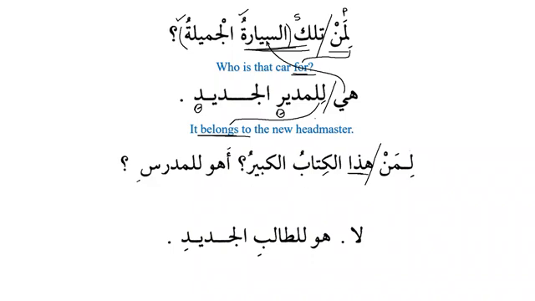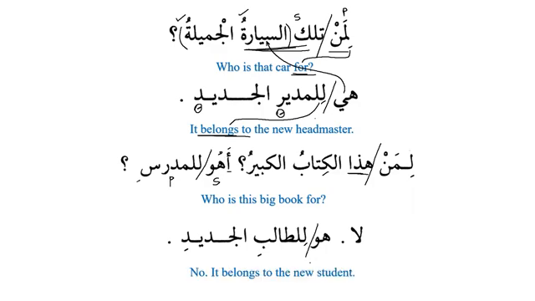Huwa lil mudarrisi. We have a question over here. Hal will be harf al-istifham, which is used to ask a question. Huwa is the subject, and lil mudarrisi is the predicate. And when we look at the translation, it says, who is this book for? And then we have, hal huwa lil mudarrisi, does it belong to the teacher? And the answer is, la, huwa lit-talibi al-jadidi. No, it belongs to the new student. At-talibi al-jadidi, noun adjective, mawsuf, sifa. And they are majroor because of harf jar li.